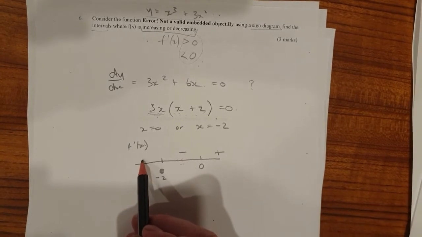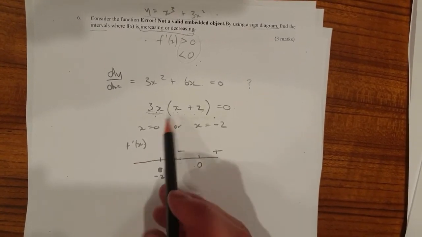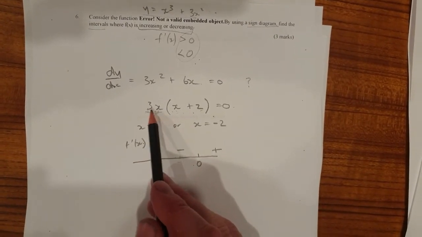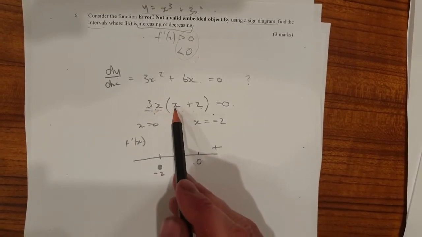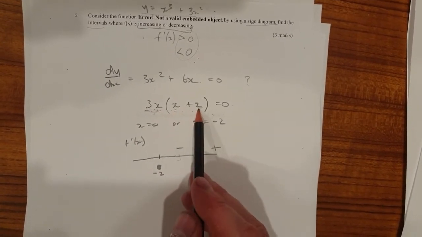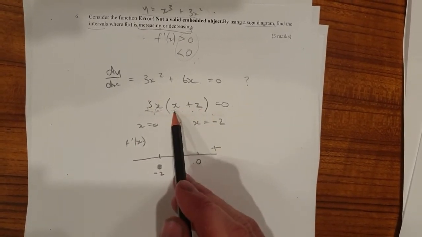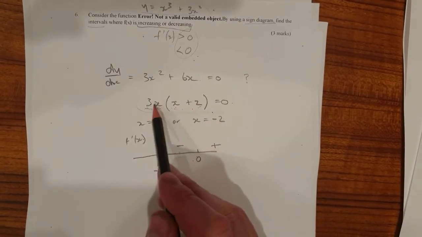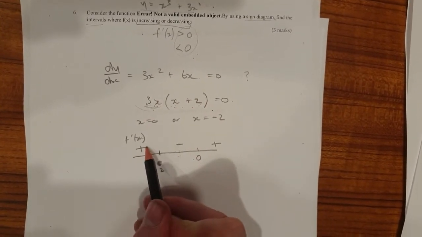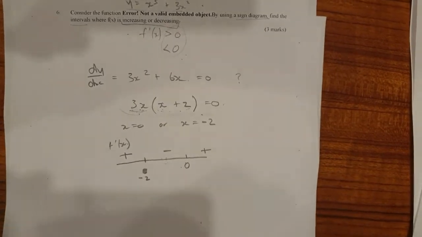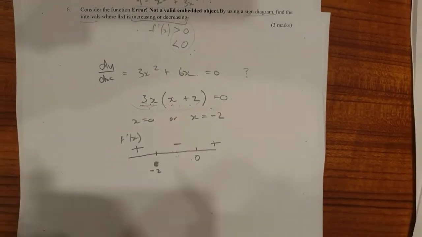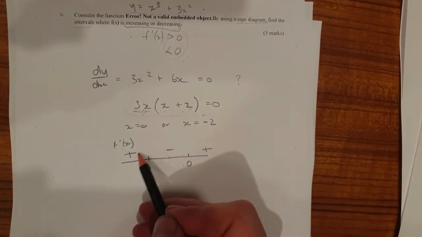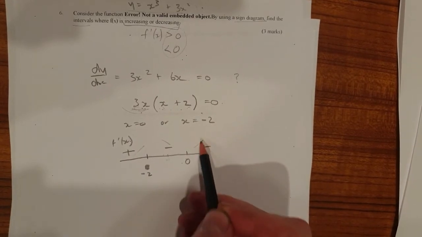And if I come over here and put in something like negative 3, I've got negative 3 times 3, which is a negative number. And I've got negative 3 plus 2, which is negative 1, which means I've got a negative number times a negative number, which makes a positive number. Okay, so if I'm thinking about whether it's increasing or decreasing, I know that this here is going up, this is going down, and this is going up.